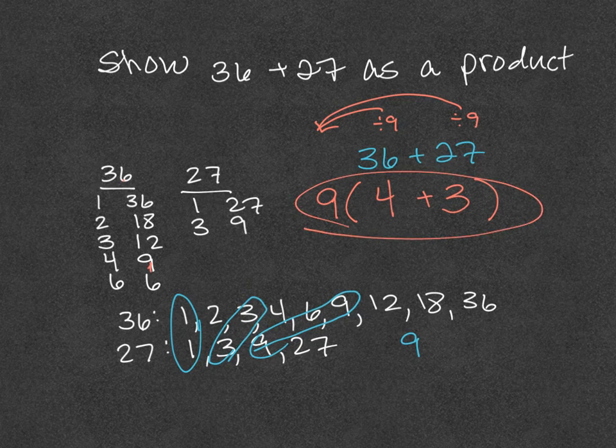If they say, write it as a product, they want you to find the GCF of these two numbers and then divide that GCF out of those two numbers and set it on the outside. That's all they're looking for if you see a question like that.